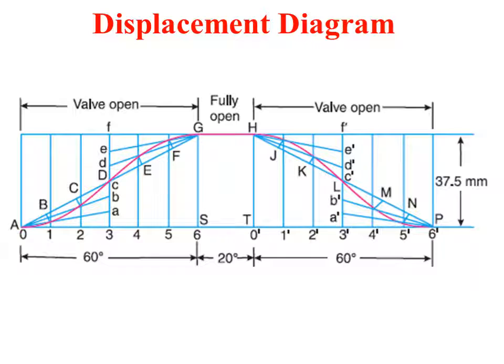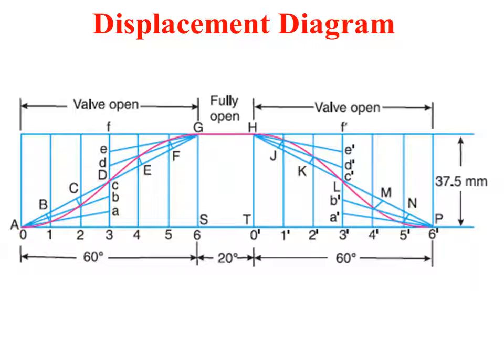Hence, we need to take the midpoint vertical line of the outstroke and return stroke, and divide that. Here in this case it is 3 and 3 dash. So this is the midpoint vertical line. Divide that midpoint vertical line again into 6 equal parts, the same as the outstroke and the return stroke, and mark it as A, B, C, D, E, F, and A dash, B dash, C dash, D dash, E dash, F dash. After that, join A to B, A to C. When these lines are joined, they will intersect the vertical lines at 1, 2, and 3.